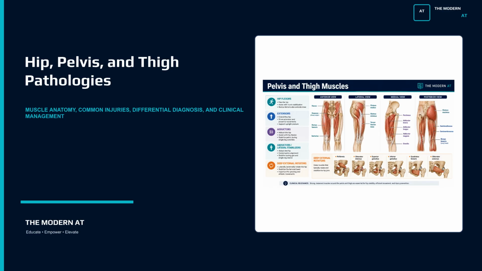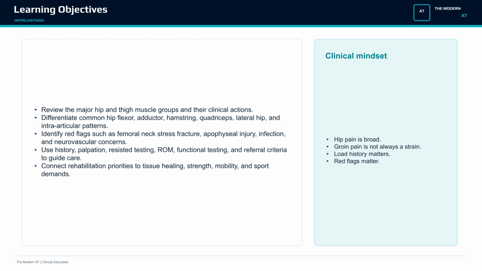As we move through the deck, keep connecting each condition to sport function. Sprinting, cutting, kicking, squatting, landing, and single leg stance all stress the hip and thigh differently. The goal is to build a framework you can use in real evaluations. These objectives give us the roadmap for the lecture.